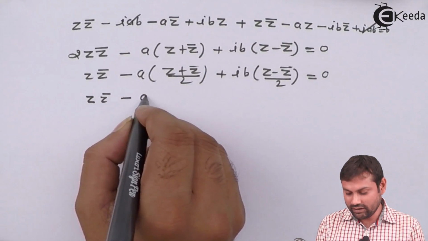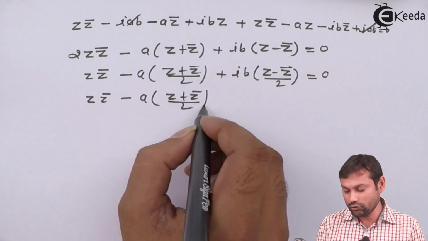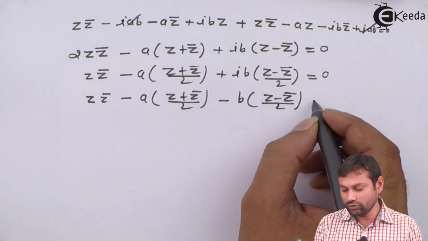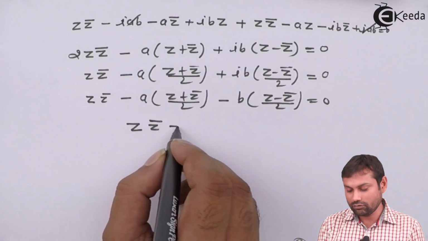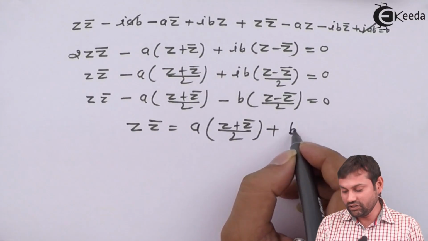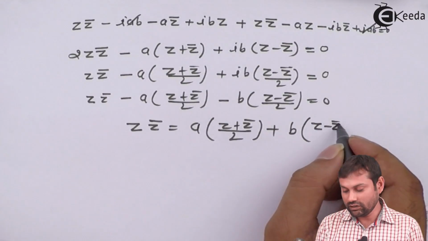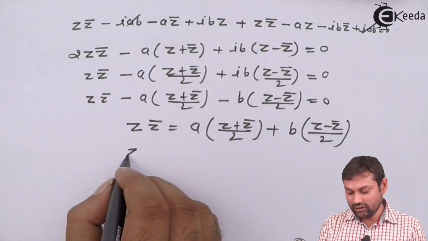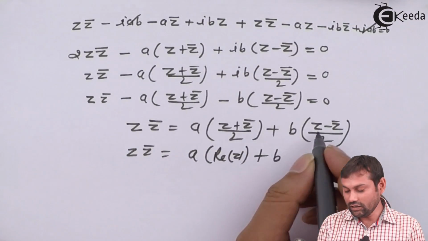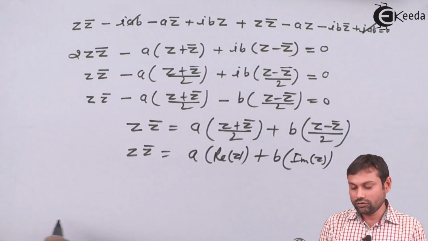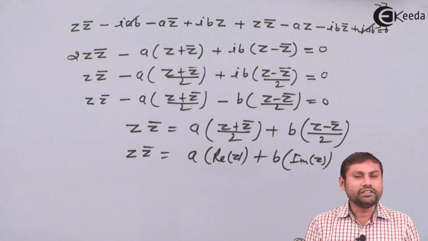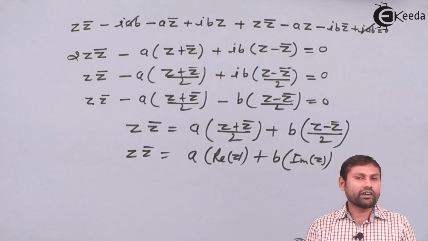So z bar minus A (z plus z bar) upon 2 minus B (z minus z bar) upon 2 equals 0. So z bar equals A (z plus z bar) upon 2 plus B (z minus z bar) upon 2. So see, z bar equals A times the real part of z plus B times the imaginary part of z. So you can see how easily we can solve this equation using some properties of argument and the given conditions.